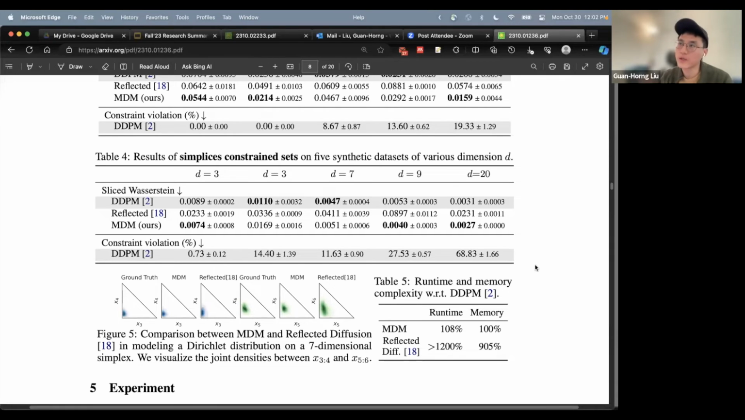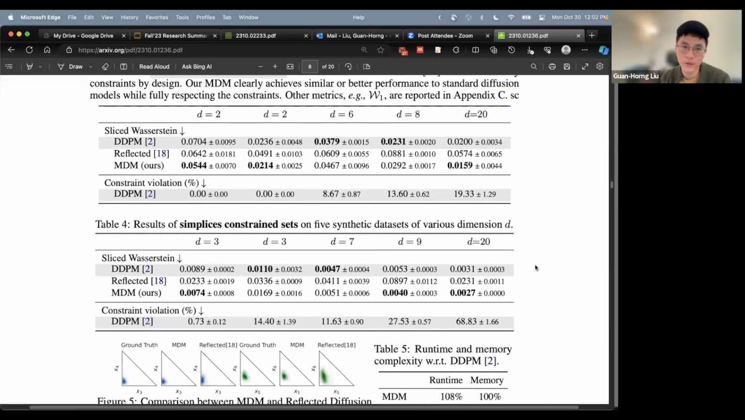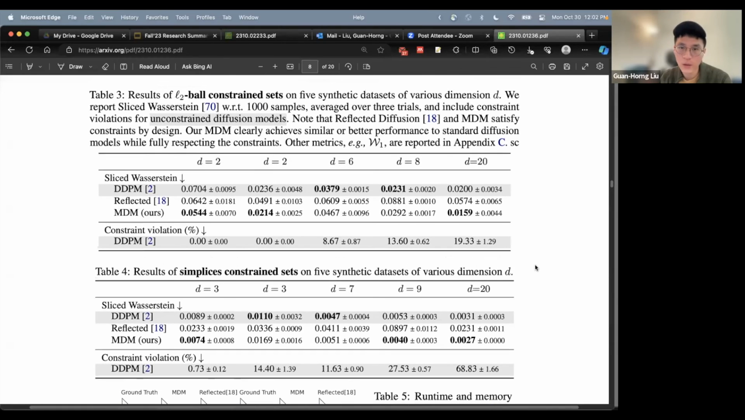So the main takeaway of tables 3 and 4 is that compared to models that were designed for constrained domains, we have better performance. And compared to standard DDPM, the standard diffusion model, we achieve similar or better performance, but without violating the constraint. That's the main message that I want to give.